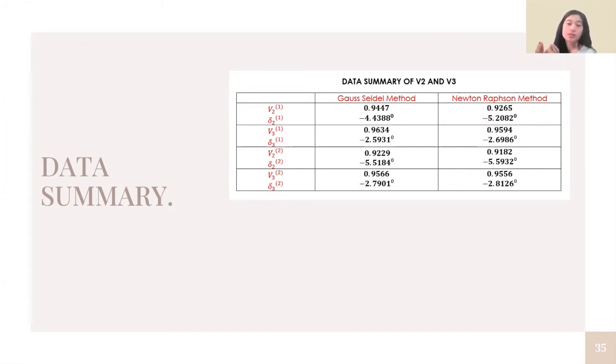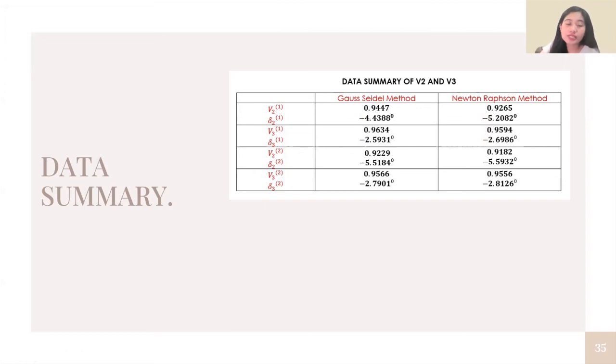Okay? So as for our Gauss-Seidel method in our V3, sa first iteration pa rin ito, nakuha natin 0.9634 and negative 2.5931 degrees. So sa Newton-Raphson natin is 0.9594 and negative 2.6986. So it's pretty much close once again. So I cannot conclude na may mali tayong nagawa or anything because we had double-checked everything. And sobrang close or napakaliit ng discrepancy na nakuha natin sa isa't isa.